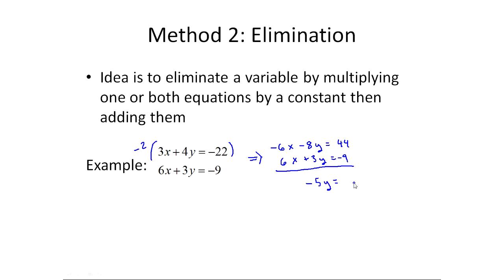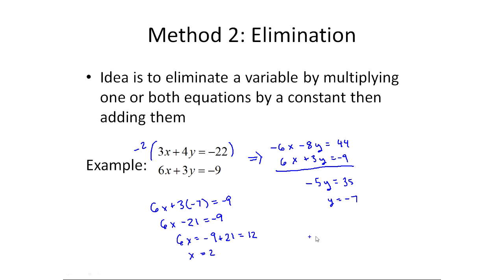equals 35. And so, of course, y would equal -7. Now remember, before, once we had the value for one of these, we could plug it in to get the other one. So it doesn't matter which equation I'll use, I'll just use the other one. We have 6x plus 3 times y, but we know y is -7, equals -9. So 6x minus 21 equals -9. And now we have 6x equals -9 plus 21, which would be 12. And so therefore x equals 2.